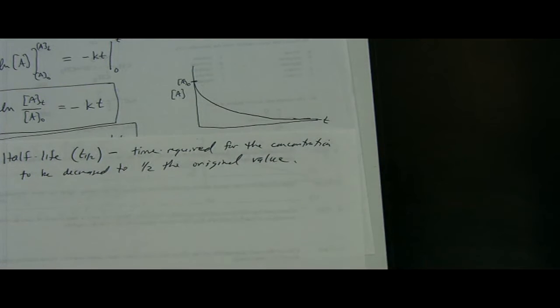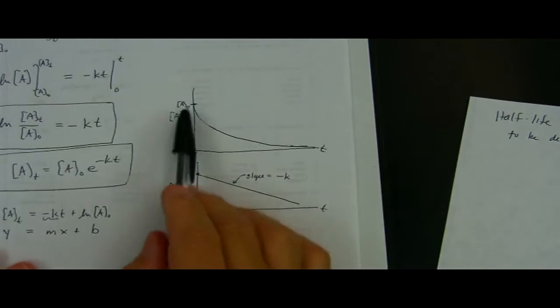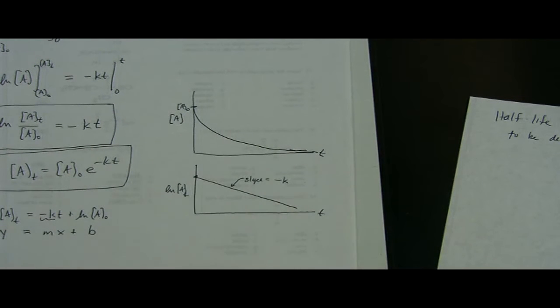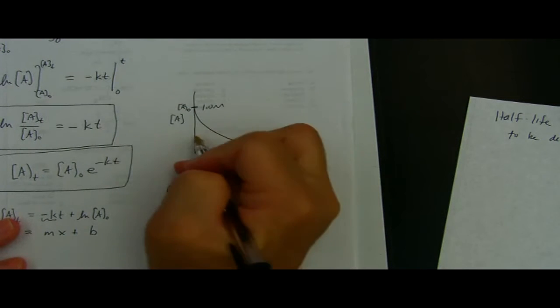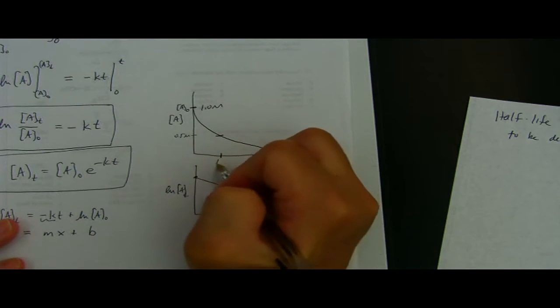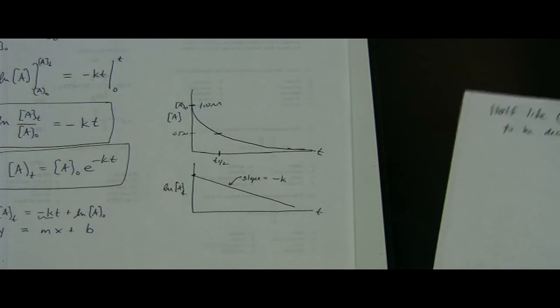Okay? So, if you start with 1 mole per liter, it will take a certain amount of time to cut in half to 1/2 mole per liter. Right? That amount of time represents the half-life. So, if this is 1 molar, and right here is 0.5 molar, and come over here, come down there, that is T1/2. Okay? So, at t equal to T1/2, what does A of t equal in terms of the initial concentration?